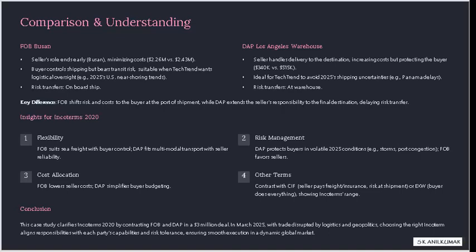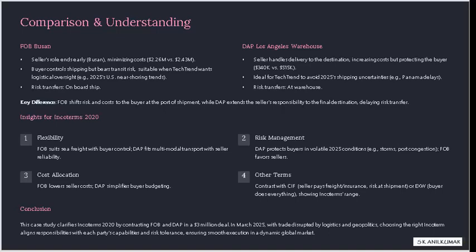The key difference is that FOB shifts the risk and cost to the buyer, while DAP extends the seller's responsibility till the final destination. Panama Canal congestion may cause a delay, and that may cause difficulty in getting the documents presented, which is a problem the buyer might try to push to the seller. Flexibility: FOB suits sea freight. Risk management: DAP protects buyers in volatile markets. Cost allocation: FOB lowers the seller's cost.